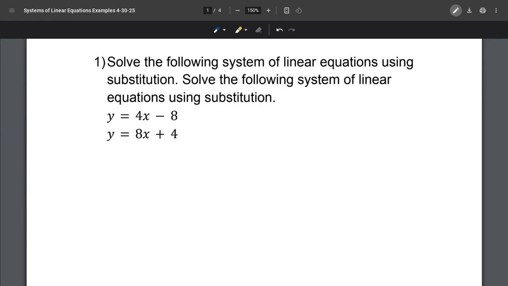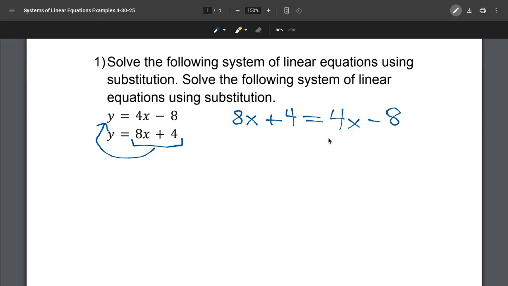Okay, let's get started. So problem 1, we're going to solve the following system of linear equations using substitution. All right, so we've got both of these equations equal to y. So I can substitute in what y equals right into y over here. So I can say 8x plus 4 is equal to 4x minus 8. And by doing that, I get rid of y and I can now solve for x.